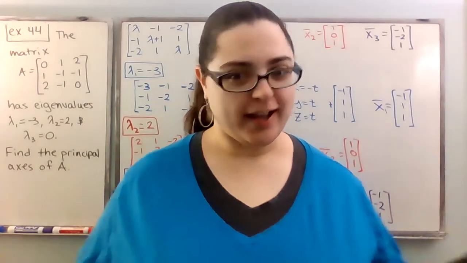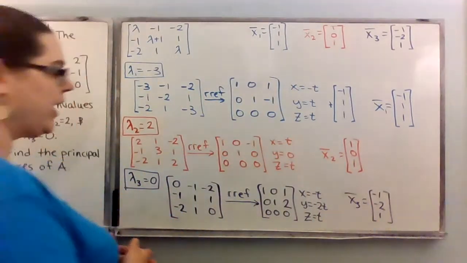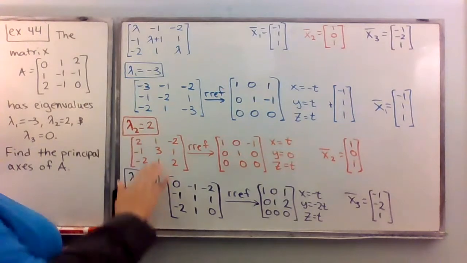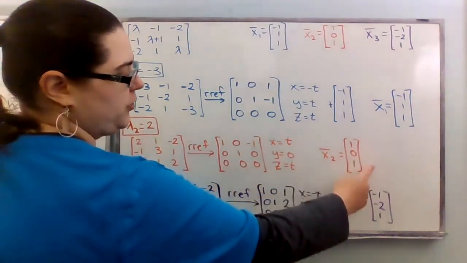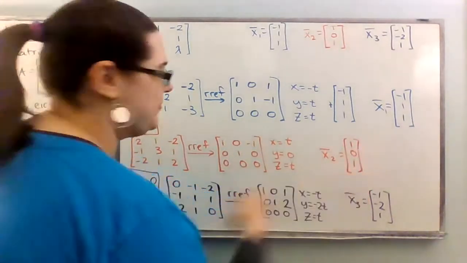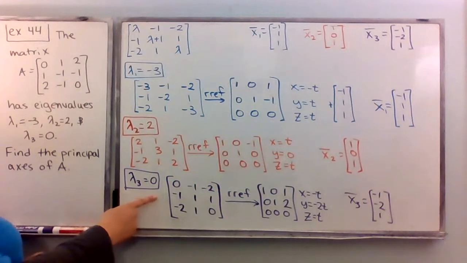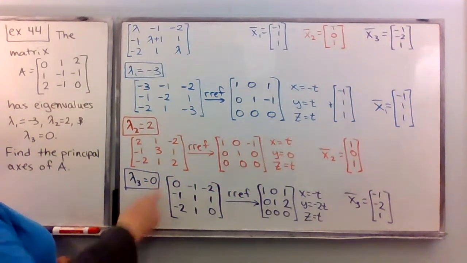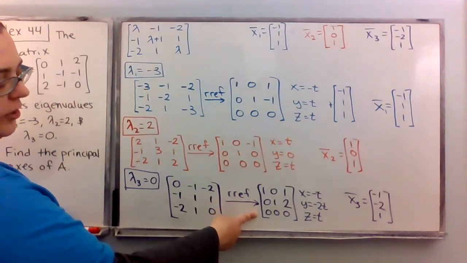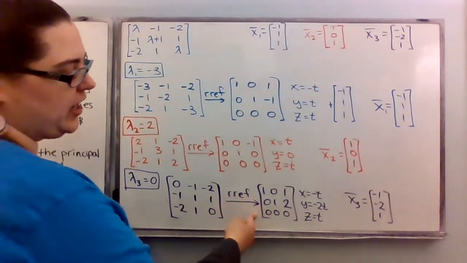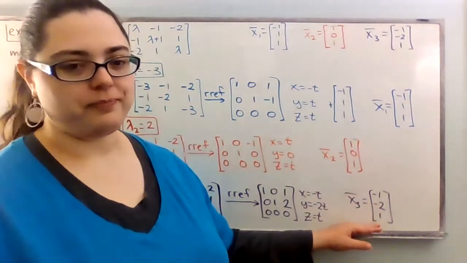Okay, so I've gone ahead and found our other two eigenvectors. So when I had lambda 2 equal to 2, I substituted that in. I row reduced, and I got an eigenvector of 1, 0, 1. And then for my eigenvalue of lambda 3 equal to 0, I substituted 0 in for lambda up here, row reduced to reduced echelon form. And then I got an eigenvector of -1, -2, and 1.